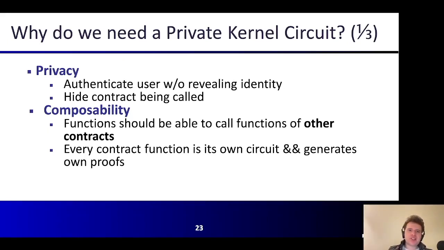So we need a private kernel circuit. I think I might have gone over this in a couple of slides previously, but we need to be able to authenticate the user without them revealing their identity. We want to hide the actual address of the smart contract being called. We want to ensure that we have some level of composability and call semantics where functions can call functions of other contracts.